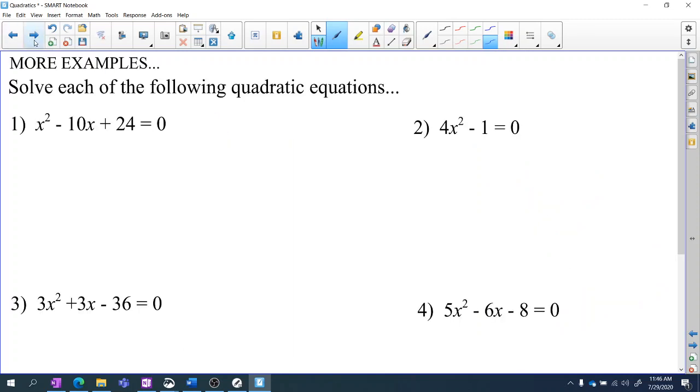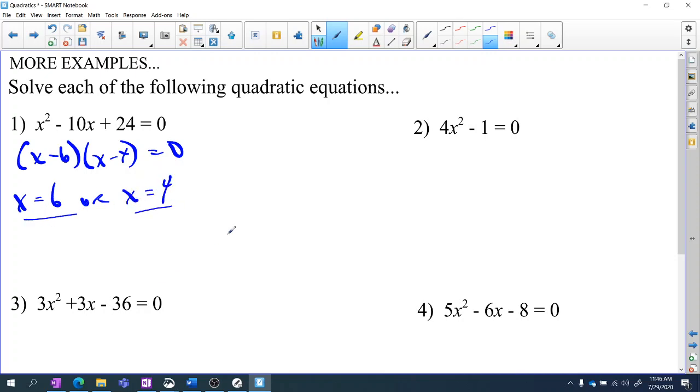Okay, so here's some solving. We'll just go through them fairly quickly, we hope. The nice thing is all four of these that I have to start with are already set equal to 0, so I don't have to rearrange anything. I just have to be good at my factoring. So I'm going to try and factor these. Multiply to get positive 24, add to give minus 10: x minus 6, x minus 4 equals 0. This bracket would become 0 if x was 6. This bracket would become 0 if x was 4.